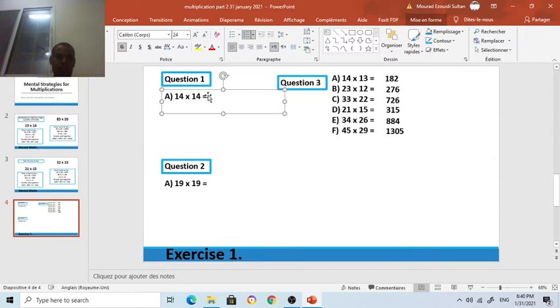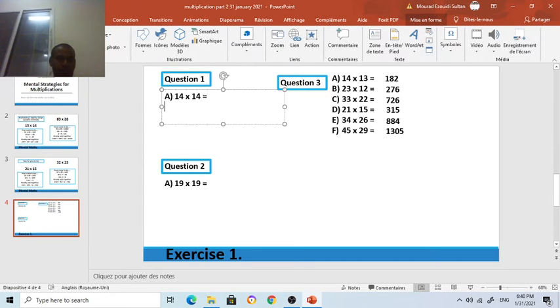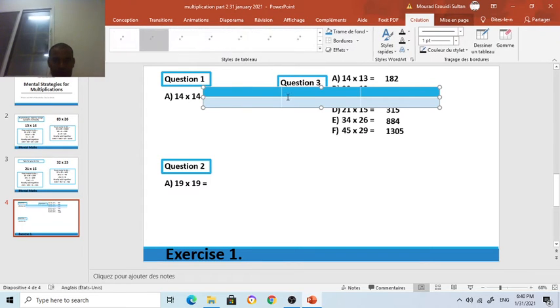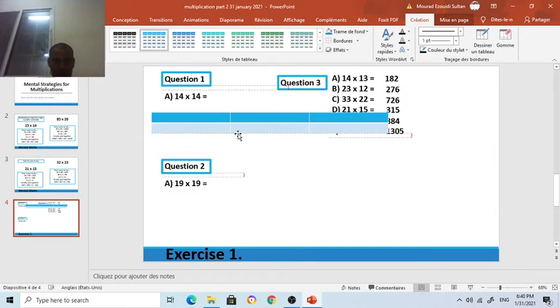Okay, look here, my learners, I will just extend this one. I'll make enter. So for example here I will try to insert a table, 2 by 3. Then I will put it here. I try to reduce its size like that.